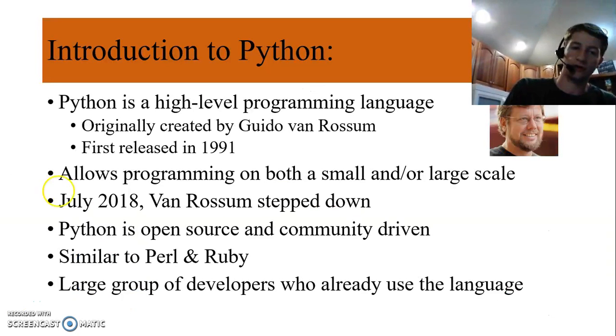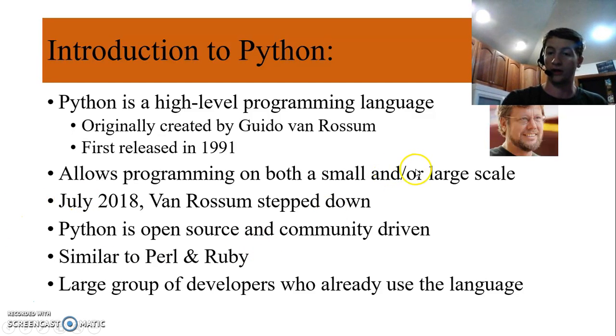So to go ahead and get started, Python is a high-level programming language that was originally developed and created by Guido van Rossum. It was originally released in 1991. So Python allows programming to occur on both a small and a large scale and anywhere in between.